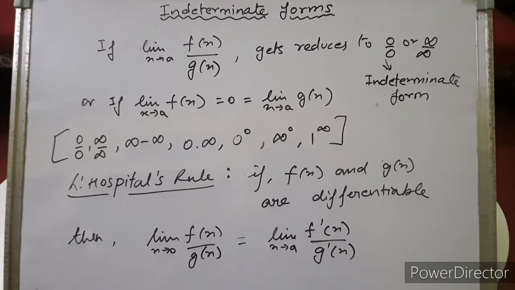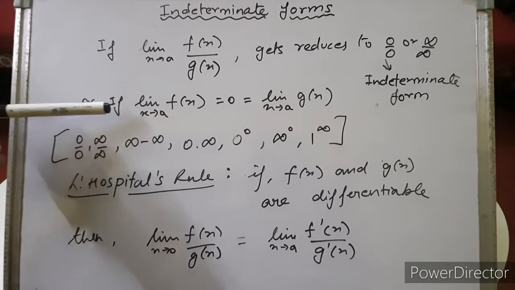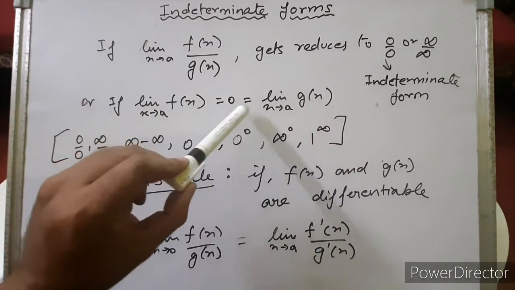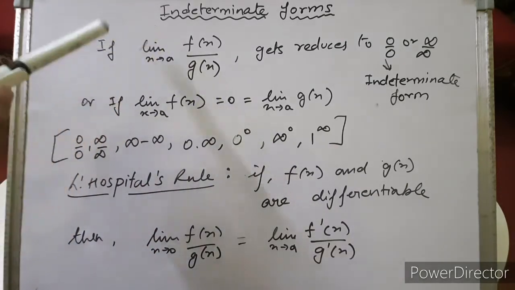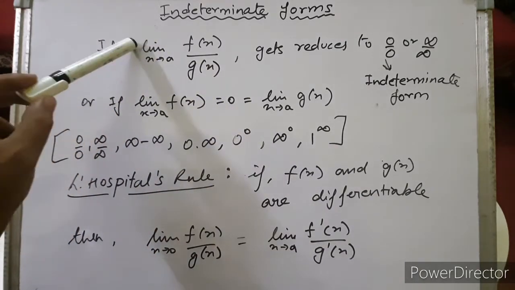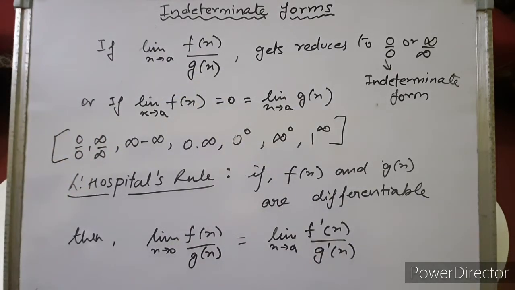Whenever we get this form, that means it is an indeterminate form, right? This statement can also be written as: if limit x tends to a of f(x) is equal to 0, and limit x tends to a of g(x) equals 0, that means both limits will be 0. By algebra of limits, we can apply the limit separately in numerator and denominator, and when both become 0, it is called an indeterminate form. They become 0 upon 0 form, right children?